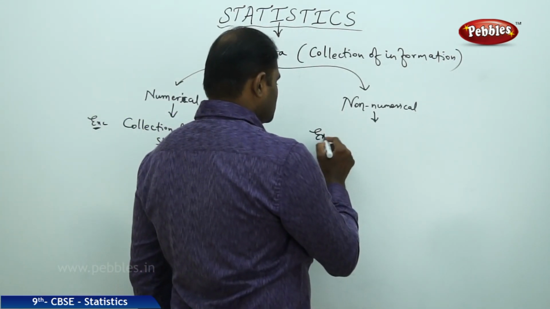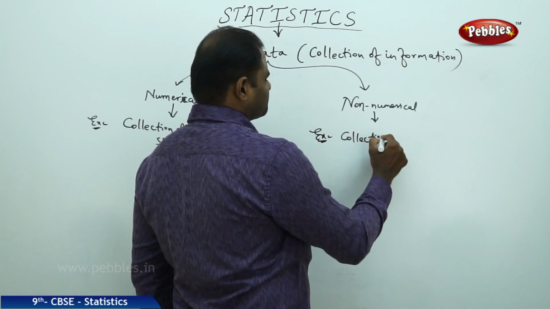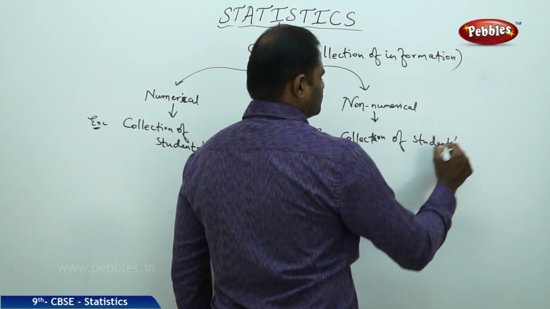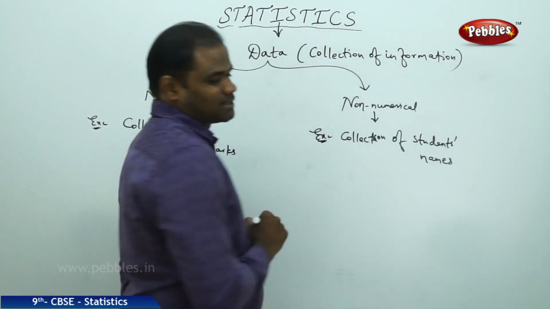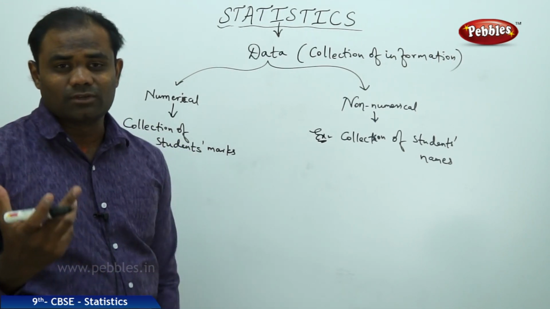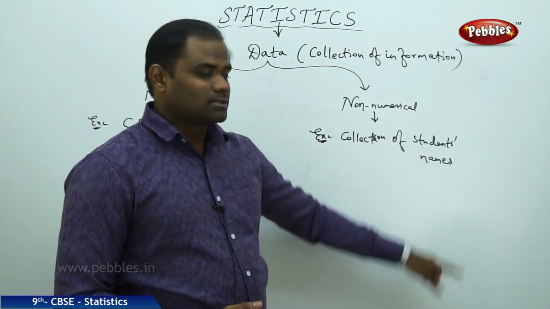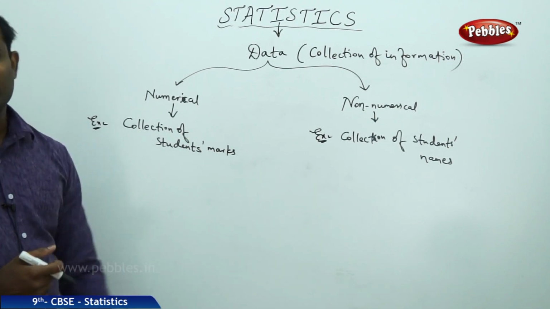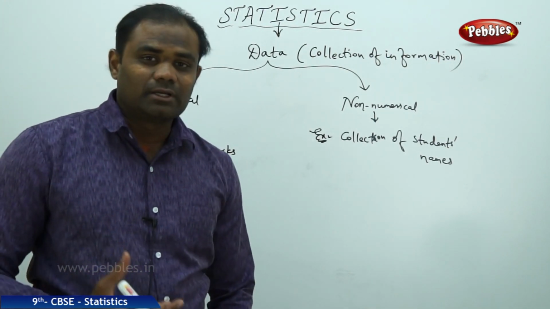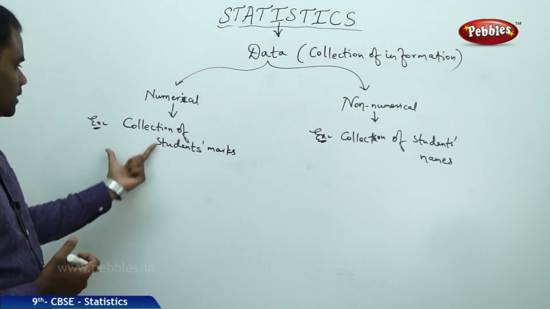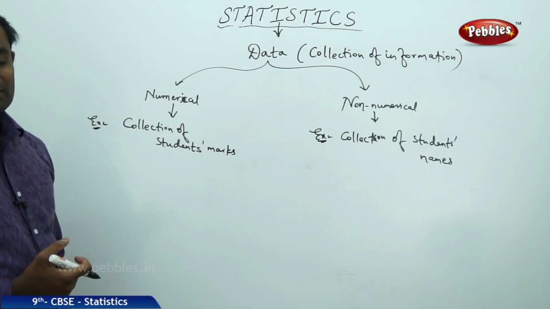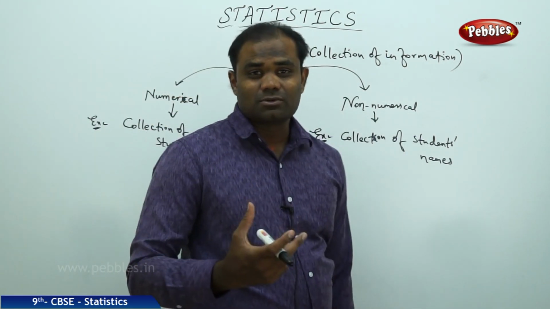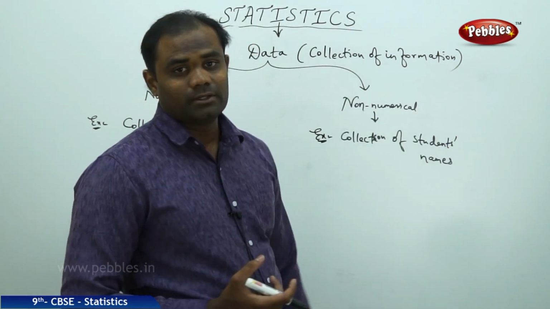And here, collection of students' names cannot be numerical data because it does not involve numerics or numbers. It involves the names of the students. So clearly through example 1 and example 2, I understand the difference between the numerical and non-numerical data. Collection of students' marks, which involves the marks in numbers, is numerical data; collection of students' names, which involves only the names of the students, is non-numerical data.